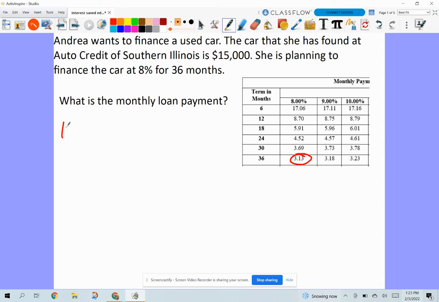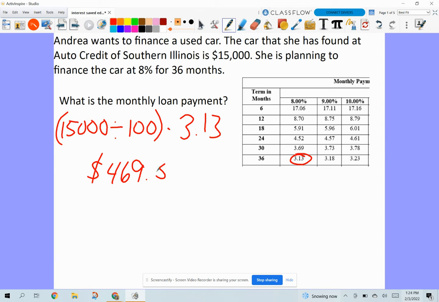So she's buying a $15,000 car, and to adjust that so it works on our table, we're going to divide it by 100 and then multiply that by the $3.13 for the $100 loan. Okay. So I'm just using the little calculator on my cell phone. $15,000 divided by 100 times 313. Her monthly payment is going to be $469.50. Okay. So, you'll need that moving forward.